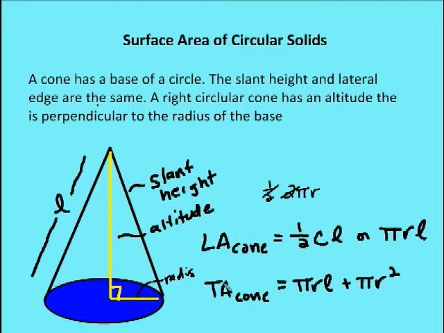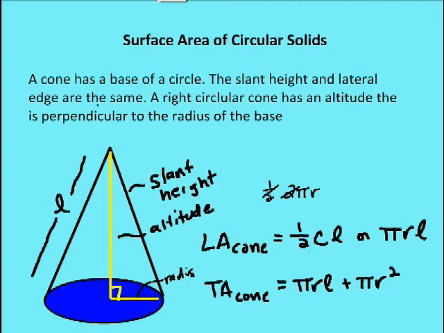All right. Total area of the cone is going to be the lateral area, pi r L, plus the area of the base, and we just have one base, so it's going to be pi r squared. So lateral area of the cone, pi r L. Total area is going to be pi r L plus pi r squared.